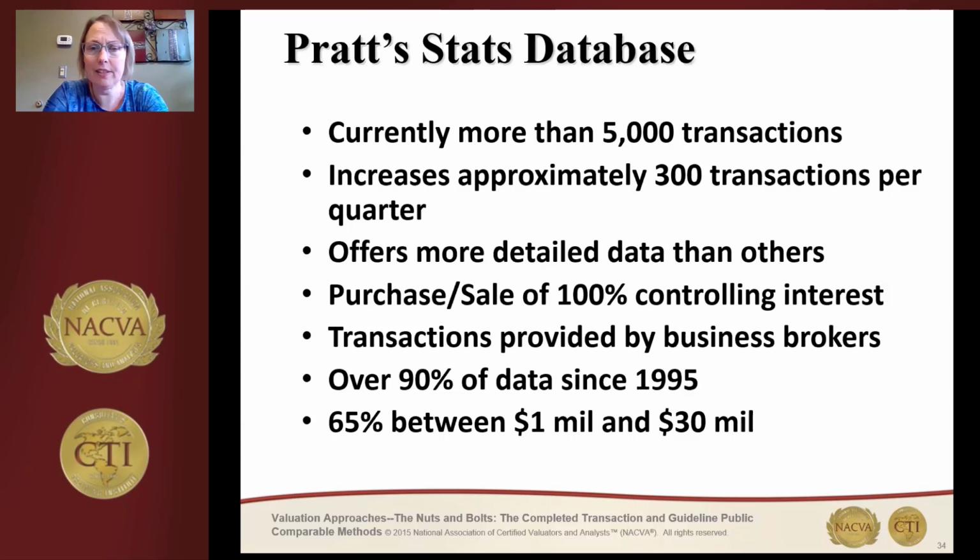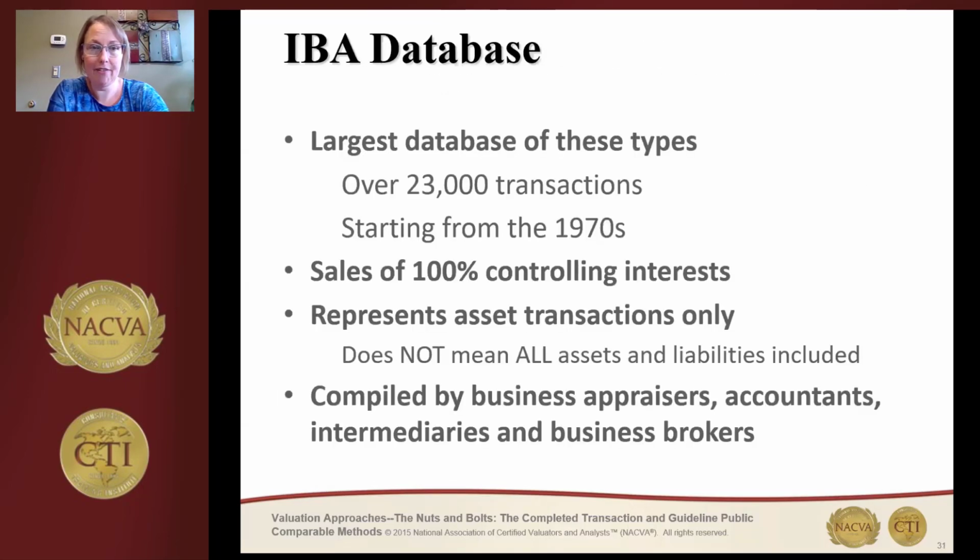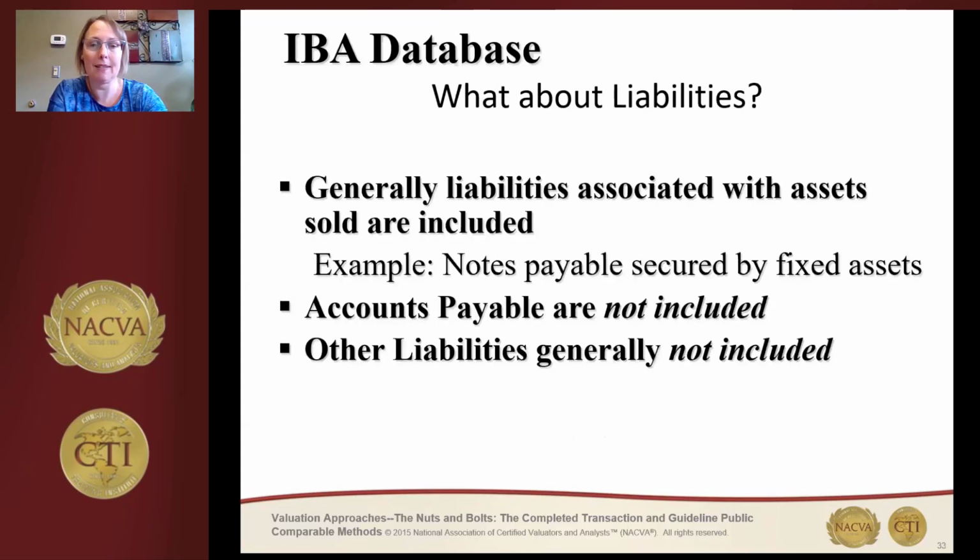This is the purchase and sale of 100% controlling interest again. The transactions are provided by business brokers. This is an important one in my opinion: over 90% of data has been entered since 1995, as opposed to 1970 that we saw in the IBA database.